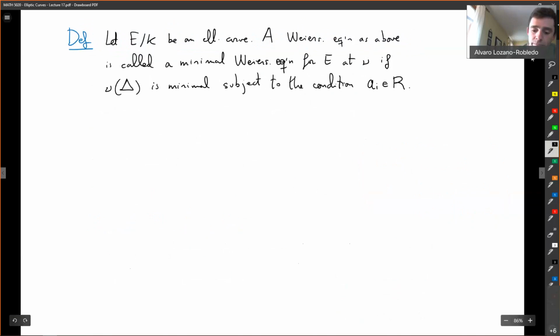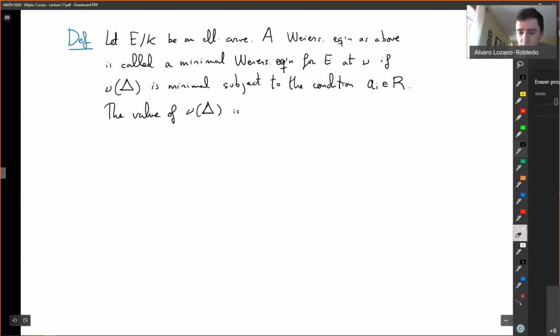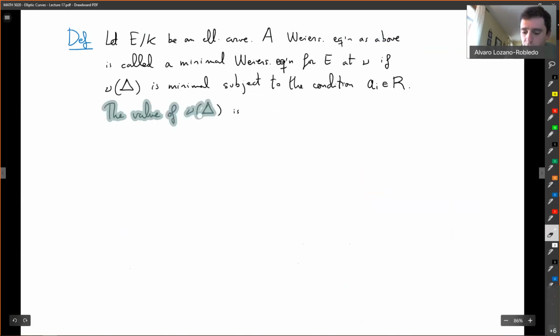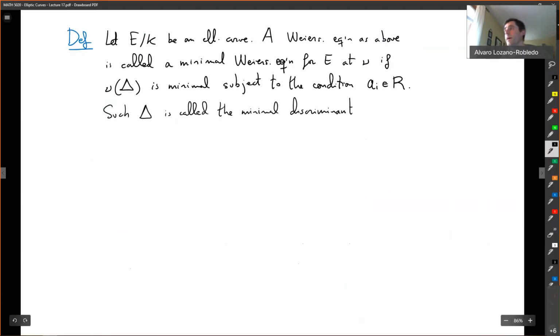The value of the discriminant in that case, such a discriminant is called the minimal discriminant, and that's it.